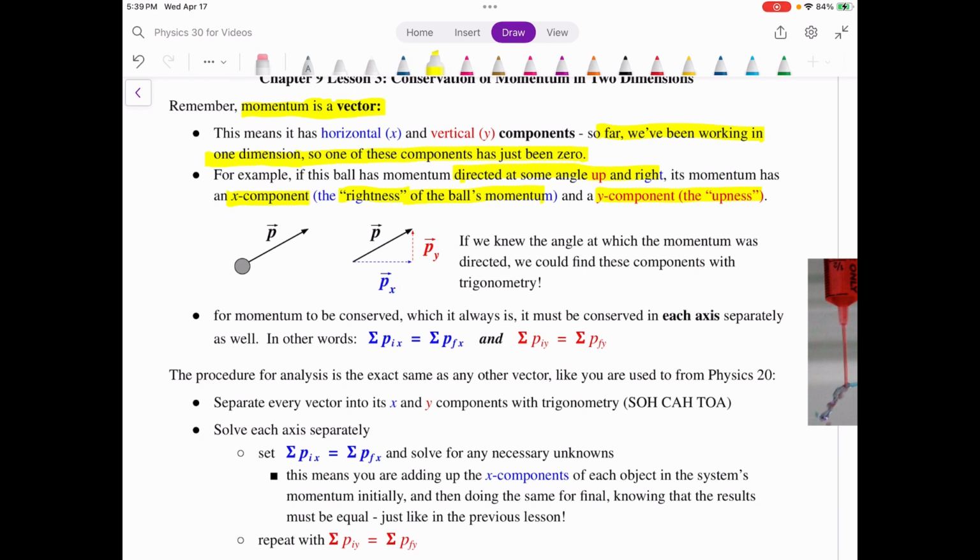And if we knew the angle at which the momentum was directed, so if someone told us that this momentum is at an angle of, let's say, 40 degrees from the horizontal, right? That's how it would be worded. If they told us over here, from the horizontal, it makes an angle of 40 degrees, right? Well, then look, we could just use our SOHCAHTOA, our trigonometry, right? If we knew the momentum, we could figure out its y component, we could figure out its x component, like we've always done when dealing with vectors in 2 dimensions.